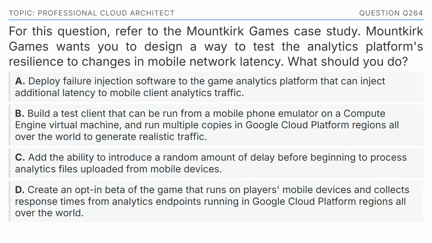Option B, build a test client that can be run from a mobile phone emulator on a compute engine virtual machine, and run multiple copies in Google Cloud Platform regions all over the world to generate realistic traffic. Option C, add the ability to introduce a random amount of delay before beginning to process analytics files uploaded from mobile devices. Option D, create an opt-in beta of the game that runs on players' mobile devices and collects response times from analytics endpoints running in Google Cloud Platform regions all over the world.